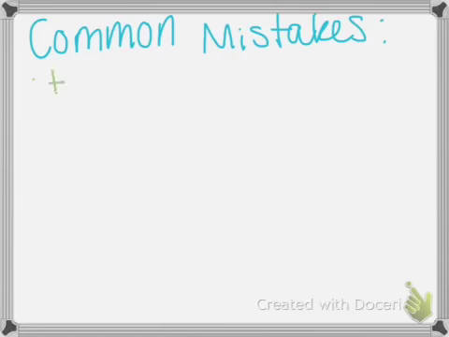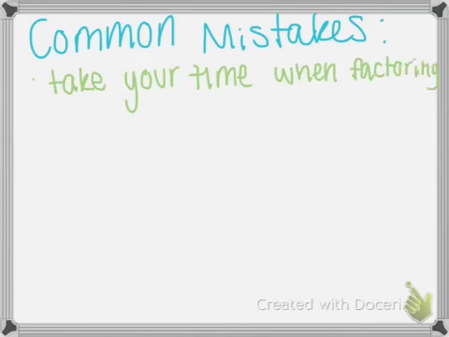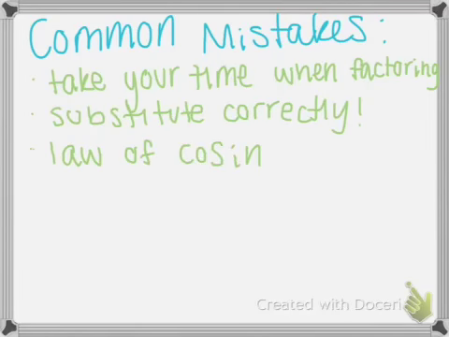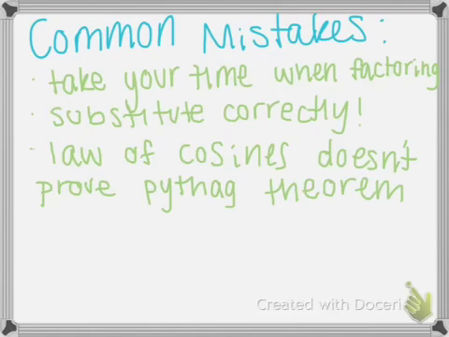So some common mistakes is you really need to take your time when you factor. You need to substitute correctly. And the law of cosines doesn't prove the Pythagorean theorem.